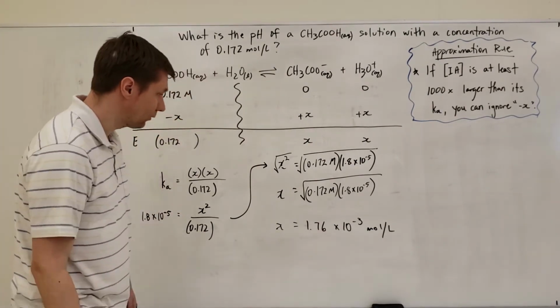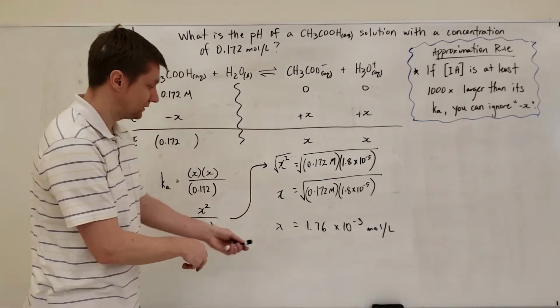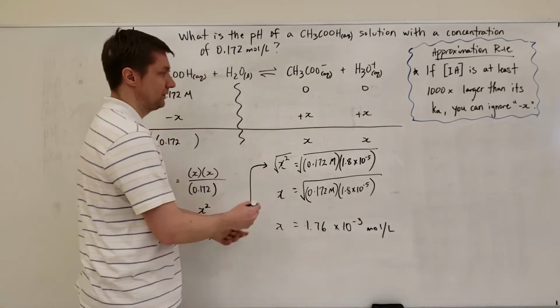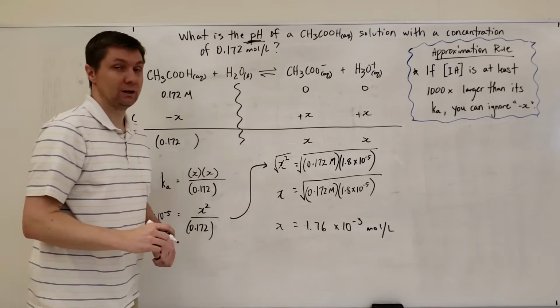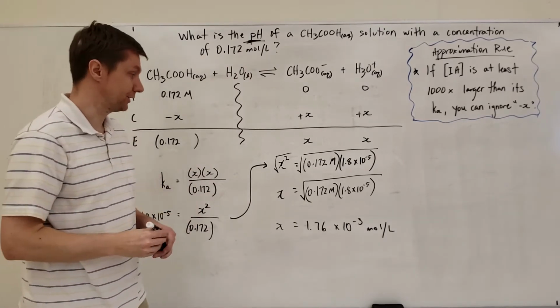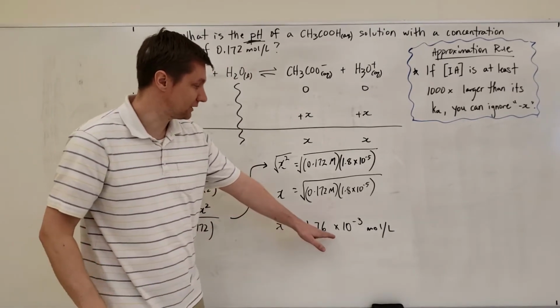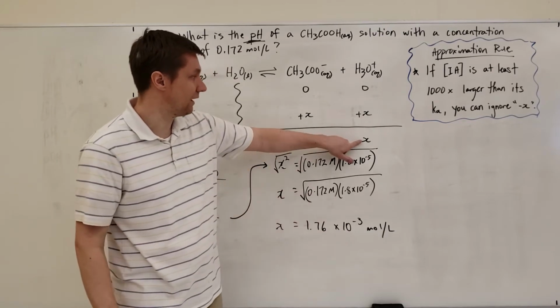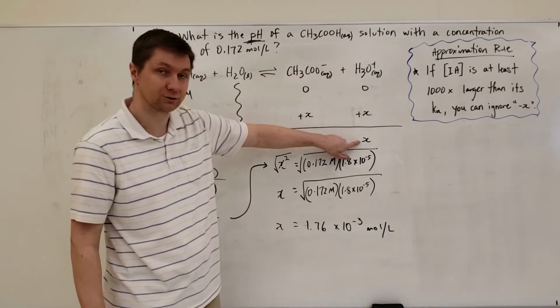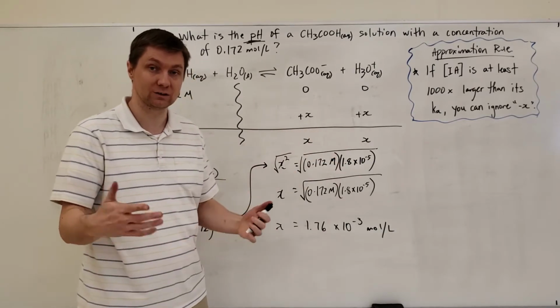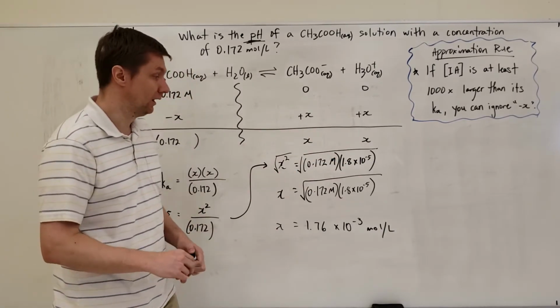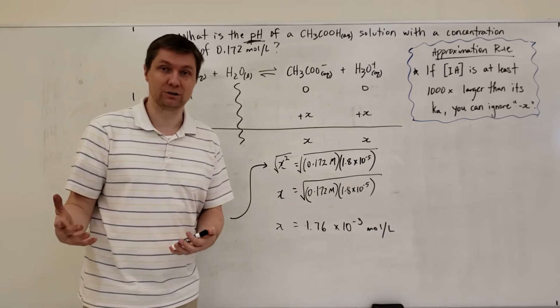Now, what do these numbers mean? Well, this number is x, which means the number I care about if I want to calculate the pH is the hydronium ion concentration. So I take 1.76 times 10 to the negative 3 and plug it in for x, which is this equilibrium concentration right here. That is the concentration of hydronium in this solution when it reaches equilibrium. And so that's the number I want to use to calculate the pH.